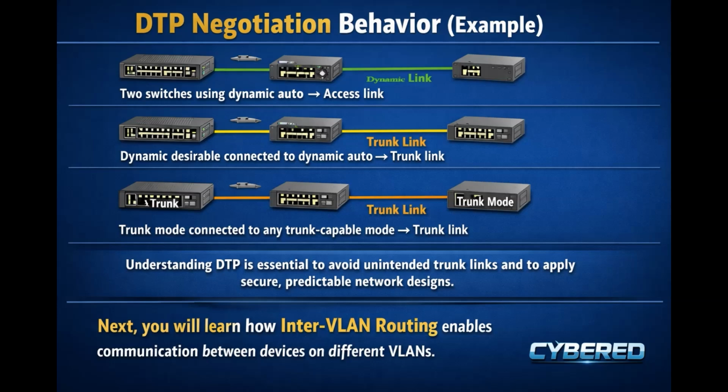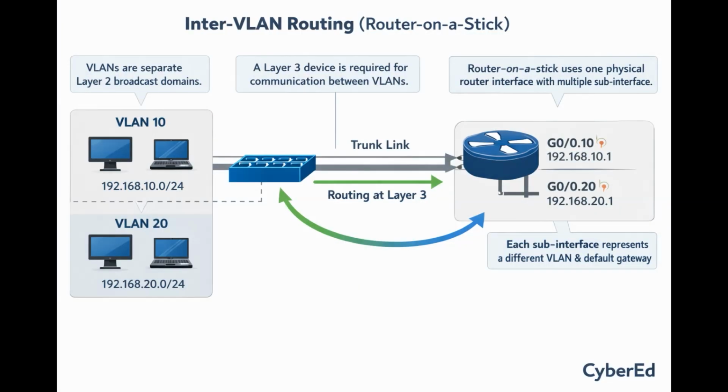Next, you will learn how Inter-VLAN Routing enables communication between devices on different VLANs. Inter-VLAN Routing allows devices on different VLANs to communicate with each other. Since VLANs are separate Layer 2 broadcast domains, a Layer 3 device is required to route traffic between them.